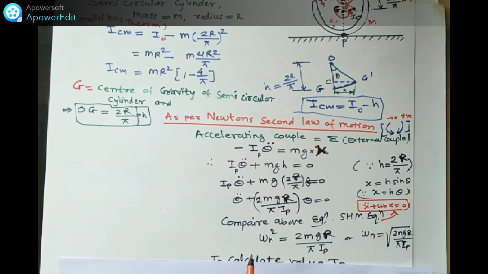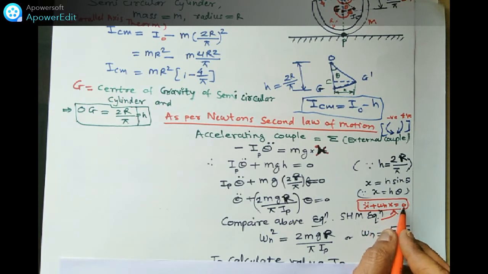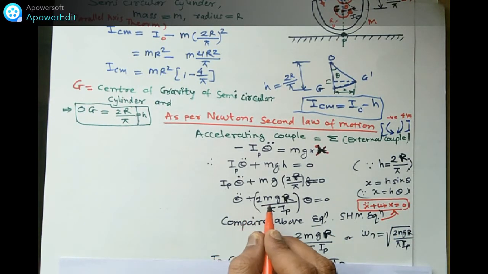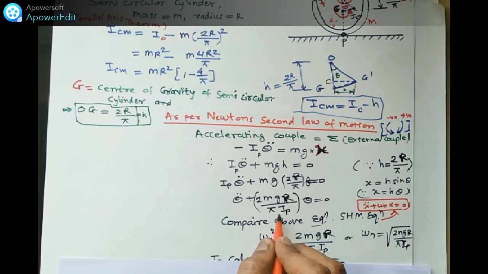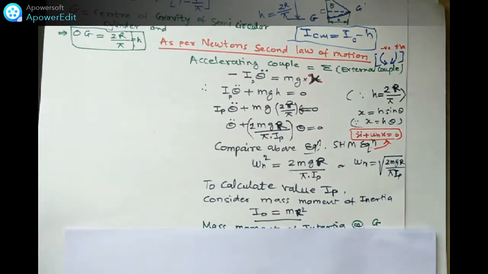Just comparing with the simple harmonic motion equation of motion, x double dot plus omega n square x is equal to 0, this theta double dot plus 2mg r in the numerator, pi into IP in the denominator, into theta is equal to 0. So this will become your omega n square. This omega n square is equal to 2mg r by pi into IP. So we can write like this also, omega n is equal to under root of 2mg r by pi into IP.